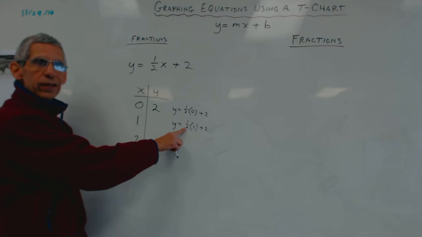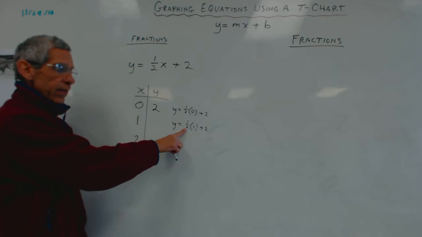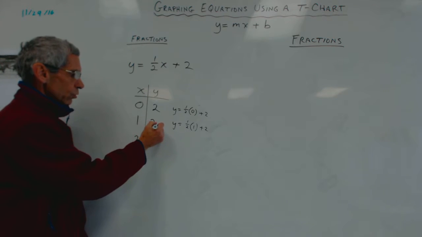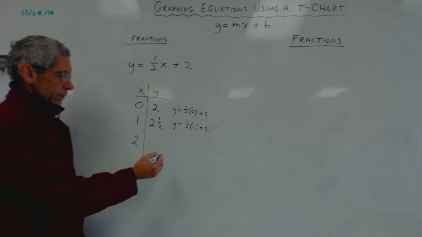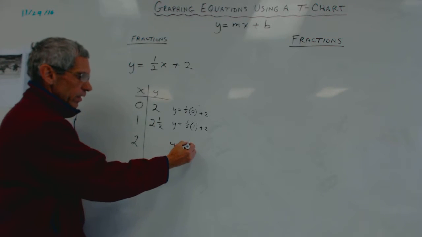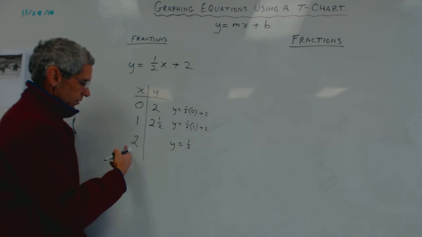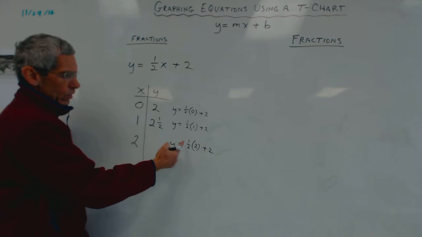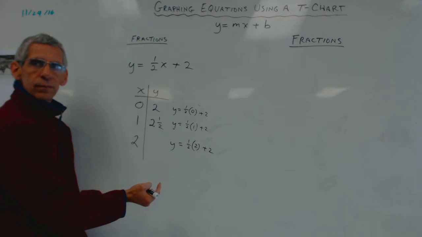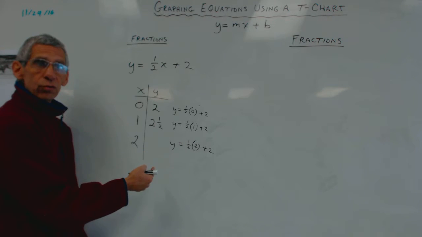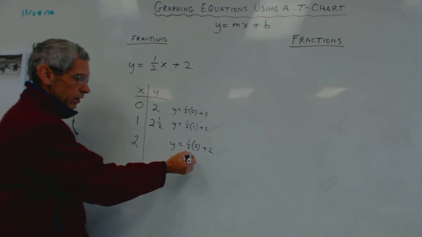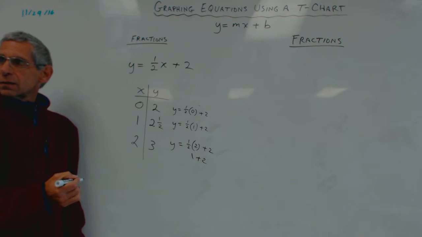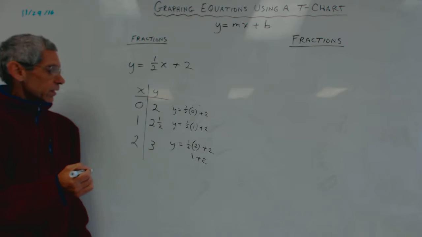What's 1 times 1/2? It's 1/2. What's 1/2 plus 2? 2.5. So 2.5, right? Basically the same. And 3 is 1/2 times 2 plus 2. What's 1/2 times 2? It's 2 over 2, which is 1. So it's 1 plus 2, which is 3, right? You with me? It's pretty straightforward, right?